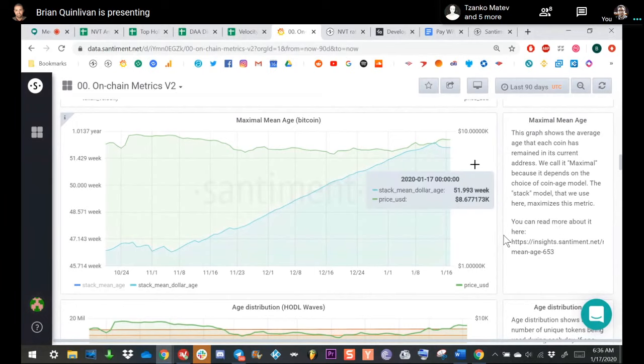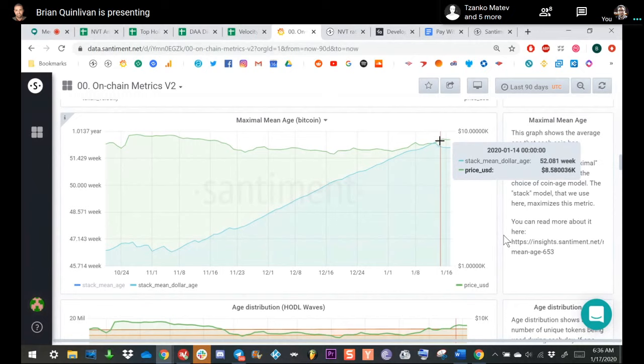So we did have that sort of uptick right here on the 15th as stack mean dollar age went down. Tsanko, do you want to briefly explain what this means and how this metric works for those that aren't aware?